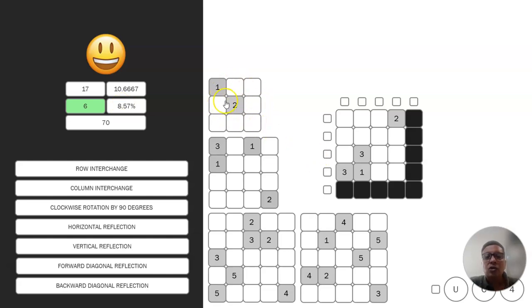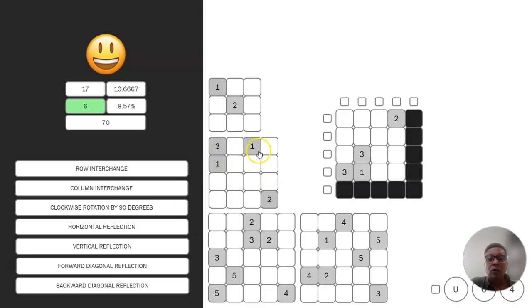Now for order 3 Latin square, for any other critical set, one can use this transformation: row interchange, column interchange, clockwise rotation by 90 degrees, horizontal reflection, vertical reflection, forward diagonal reflection, backward diagonal reflection, to get back a single structure like 1, 2. Any other critical set of order 3 could be transformed by this transformation to look like this order 3 critical set. So basically all the critical sets of order 3 are the same. Similar thing is true for 4.